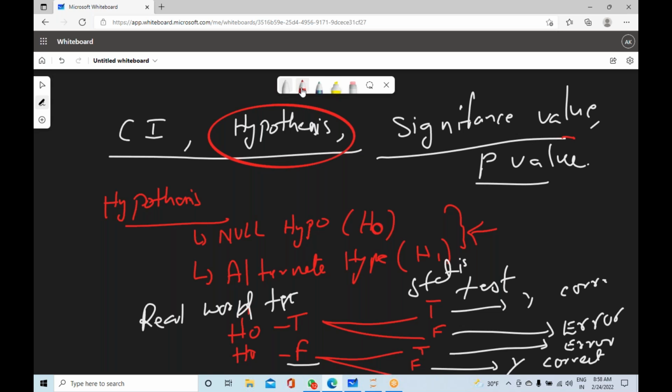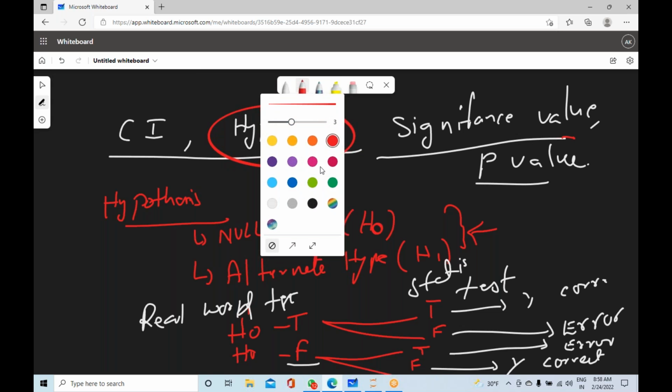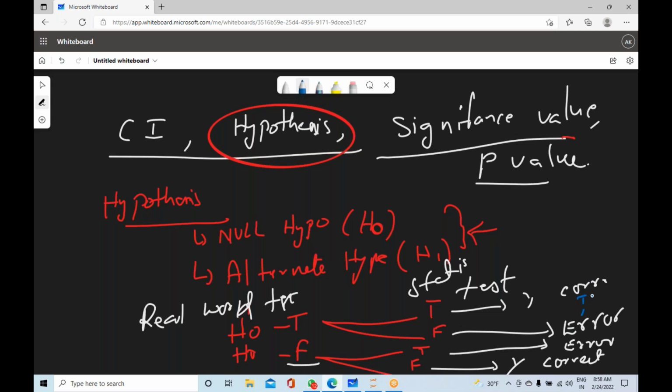There are 4 possible outcomes you might get. Two are correct, two are false. This is the error we call type 1 error. This is the error we call type 2 error. One is the type 1 error, the second one is the type 2 error. Clear?